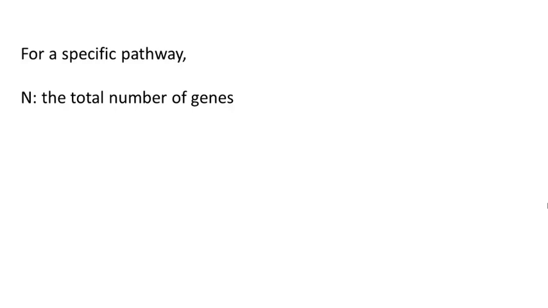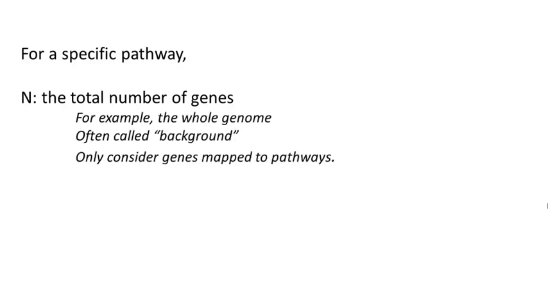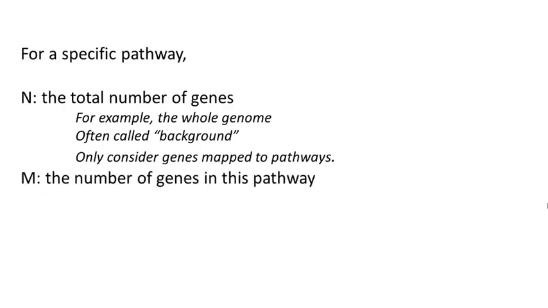In Cobus, each pathway is tested one by one. For a specific pathway, let big N be the total number of genes. For example, all the genes in the whole genome or all the genes with probes on the gene expression microarray. This is your whole universe of genes, often called the background. Here we only include genes mapped to pathways and ignore genes that are not mapped to any pathway. Let big M be the number of genes in this particular pathway. As we had discussed at length so far, this information is available in KEGG.